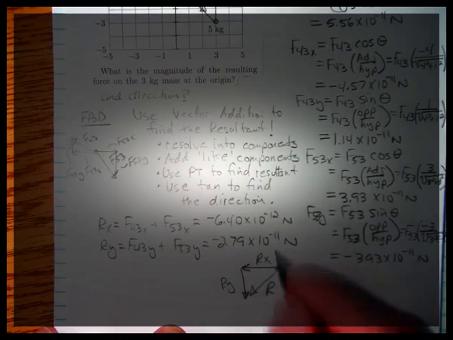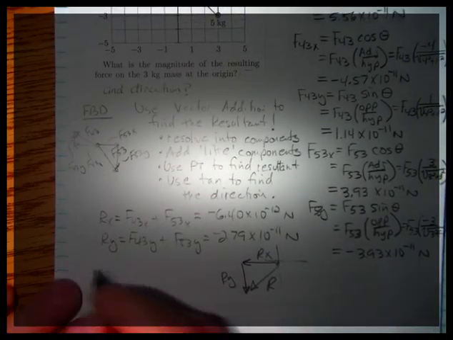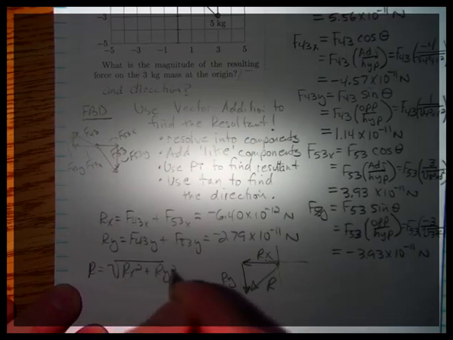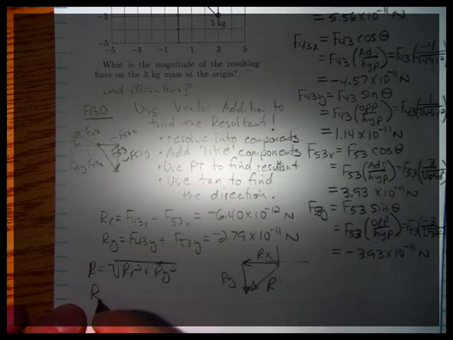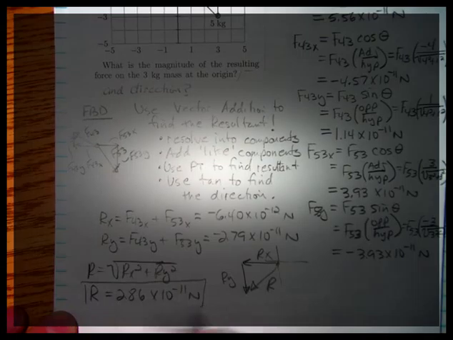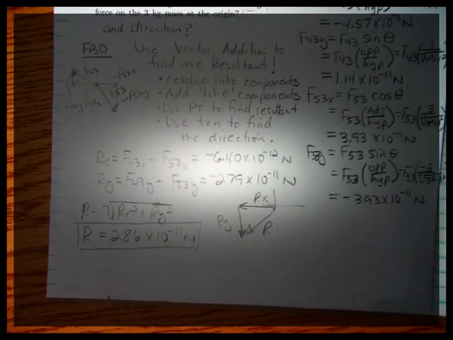We're going to use the Pythagorean theorem to find the hypotenuse of this new right triangle. R is equal to the square root of Rx squared plus Ry squared. And that, when you calculate it, is equal to 2.86 times 10 to the minus 11 newtons. Okay? So we're just putting back together again the pieces that we found by adding components. Now here's the part that tends to confuse students.